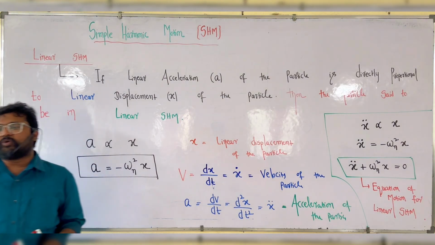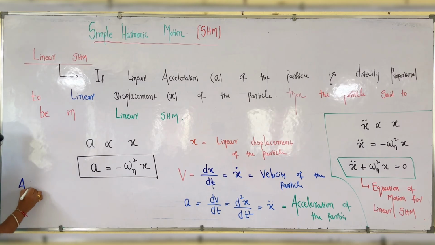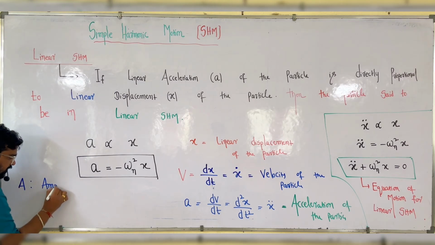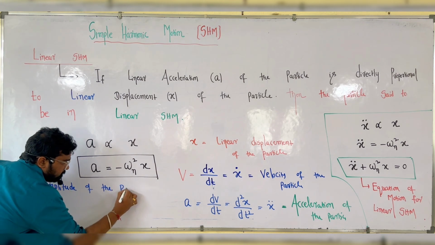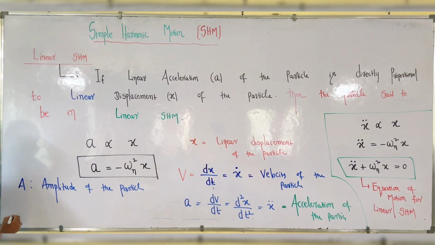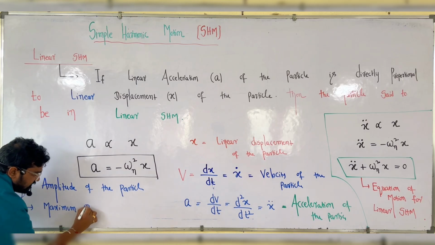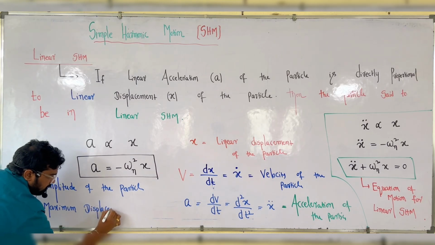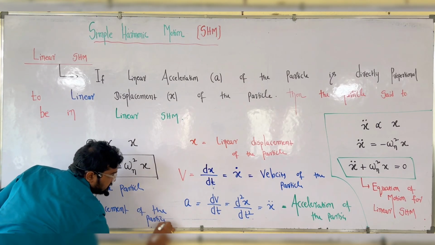Write down case A. When the particle is moving from mean position to extreme position. Amplitude is the maximum displacement of the particle. Maximum displacement of the particle is termed as amplitude.